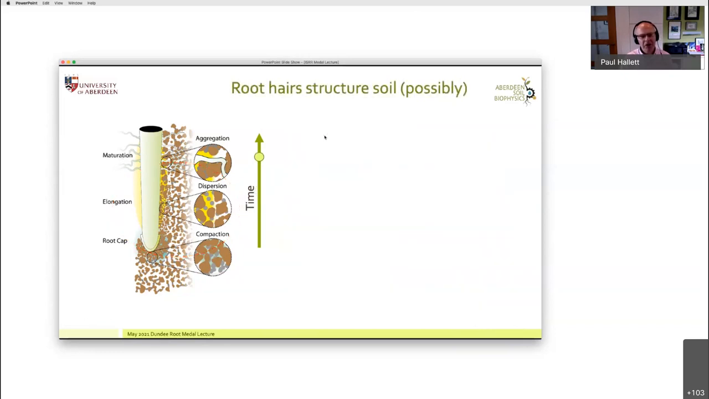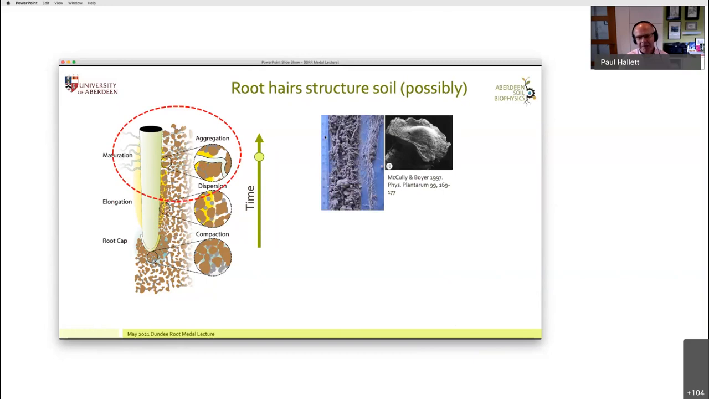Then if we look further on, we can think about root hairs. And root hairs you can study incredibly easily just through a visual examination. So these are just images. These are from McCulley, who gave one of the previous metal lecture talks. And you can see just from these photos, this huge impact on soil structure because of the presence of roots and the presence of root hairs.